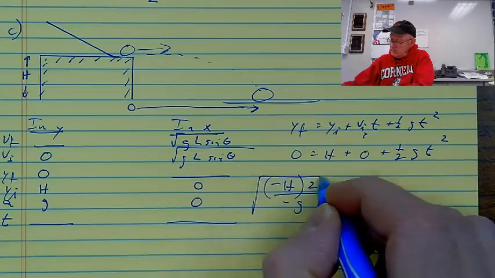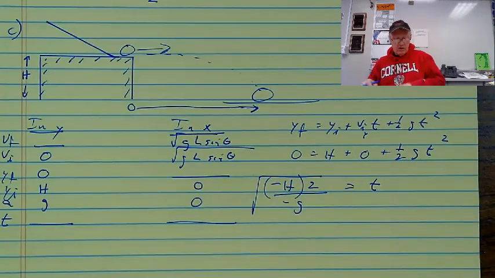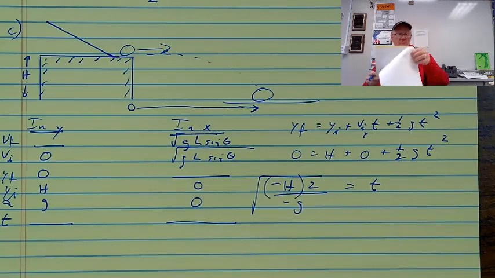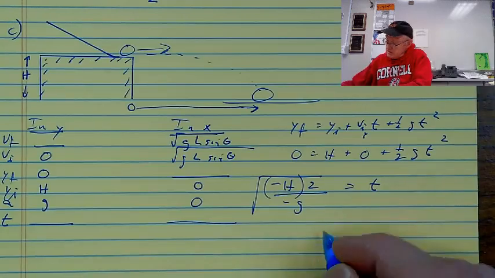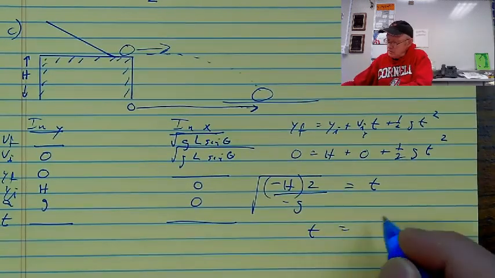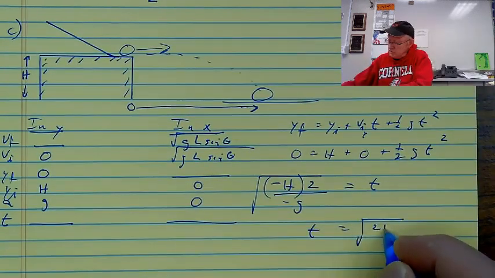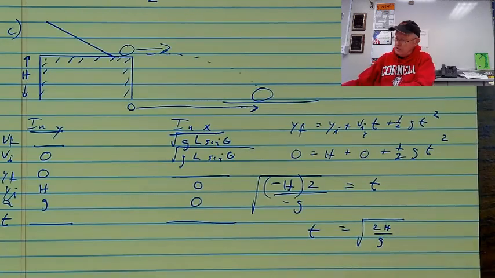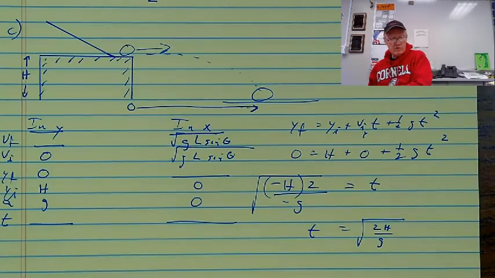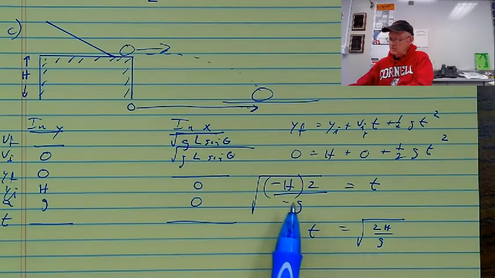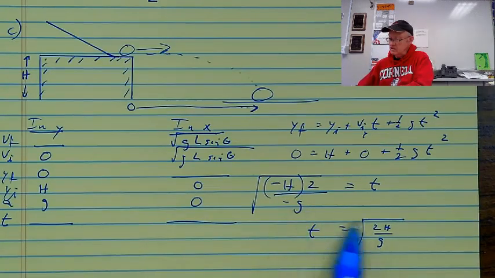Just catching up on the scoring guidelines here. So that gets us time is equal to the square root of 2h over g. All right, and you've done that a million times. But I did see more than one student mistakenly put the g in the numerator on that. It's okay. Okay, there's our time. Now let's talk about the x direction.